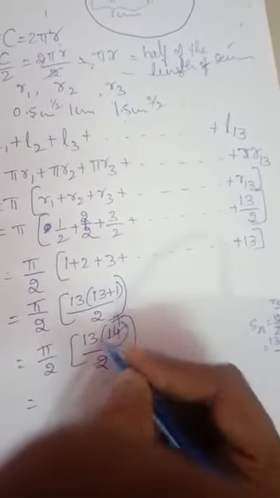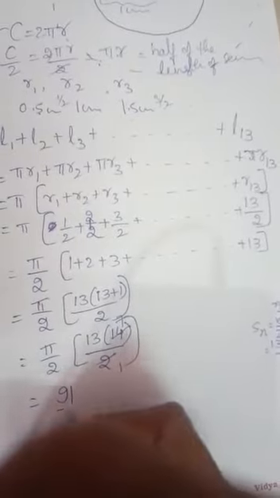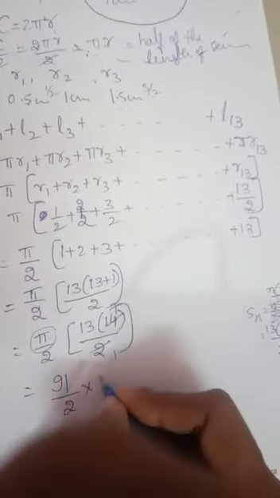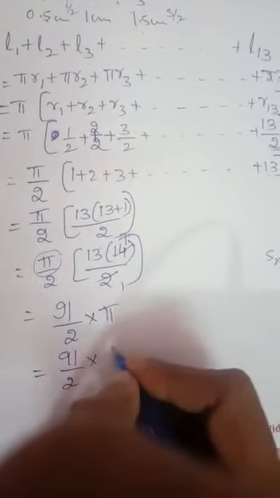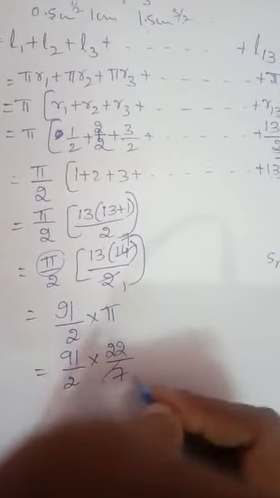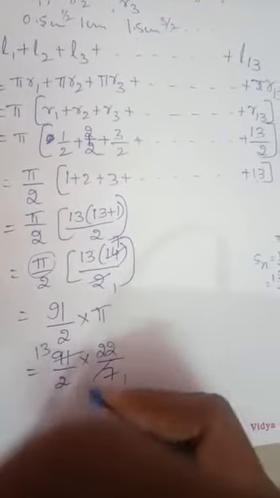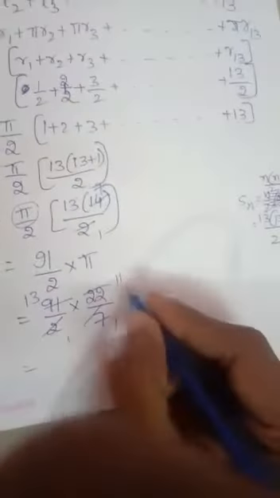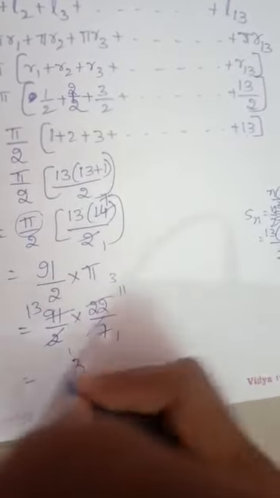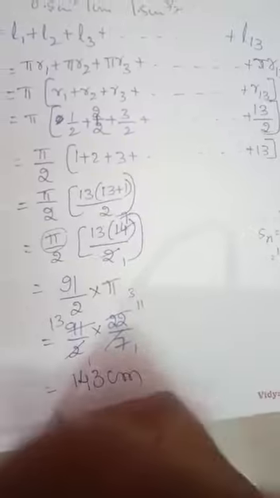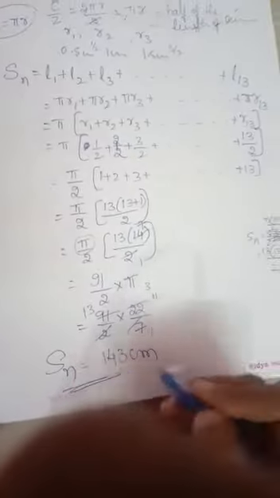2 ones are 2, 2 sevens are 14. Therefore 13 sevens are 91, so 91 by 2 into pi. Pi means 22 by 7. 7 ones are 7, 13. 2 ones are 2, 11. Therefore 11 threes are 33, 11 ones are 11, 11 plus 3 is 14. So 143 centimeter is the total length of all the 13 consecutive semicircles.